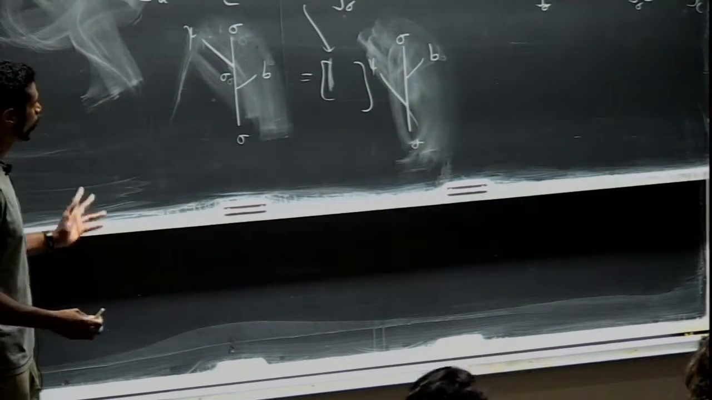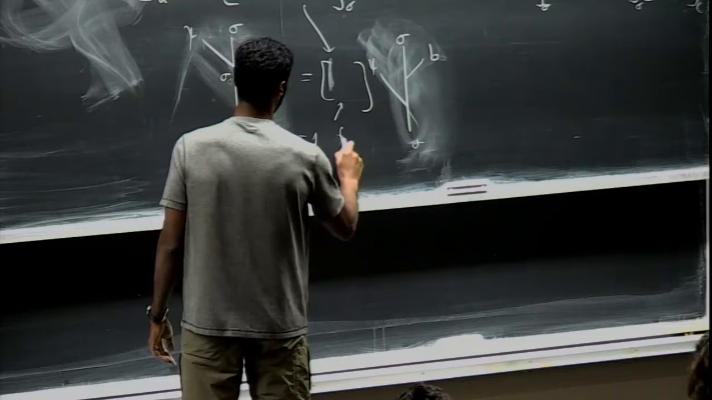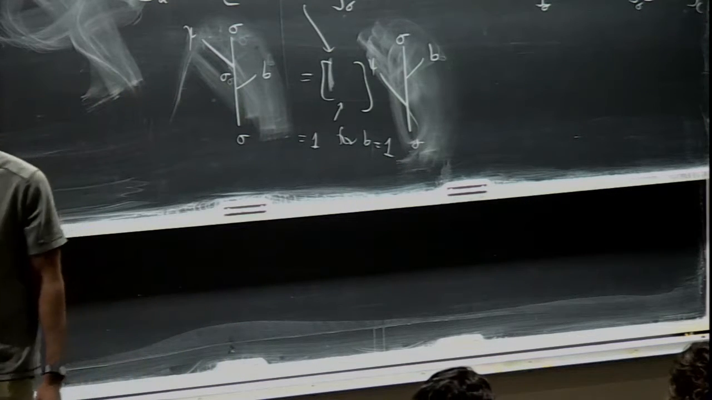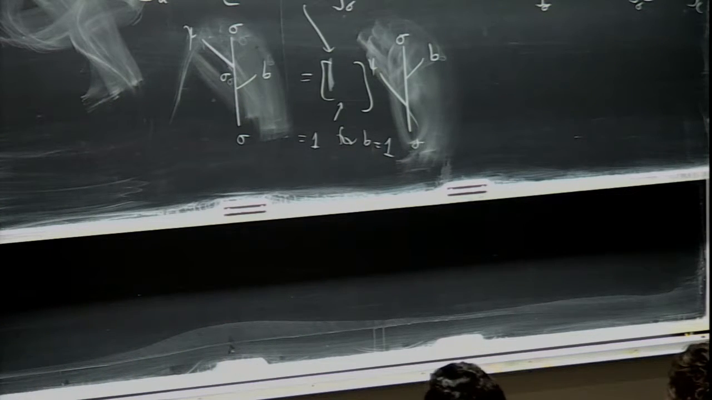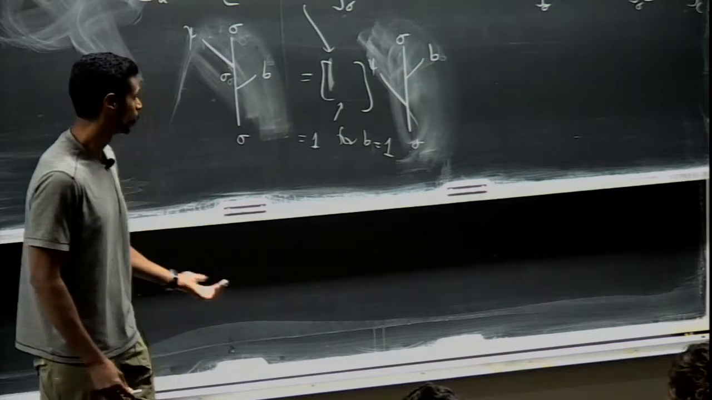So if B equals 1, this thing should be equal to 1, okay? Now, for B equals psi, we can take a guess at what it should be and then try to see if the consistency works out.